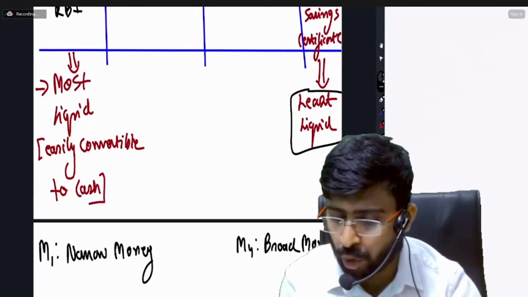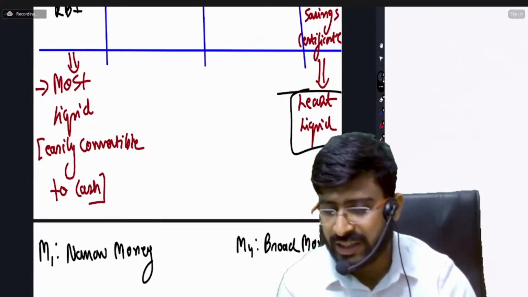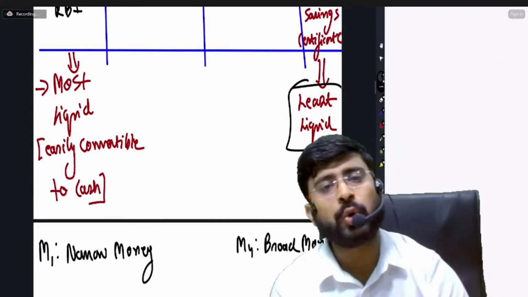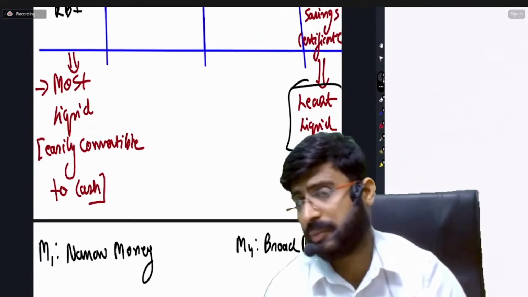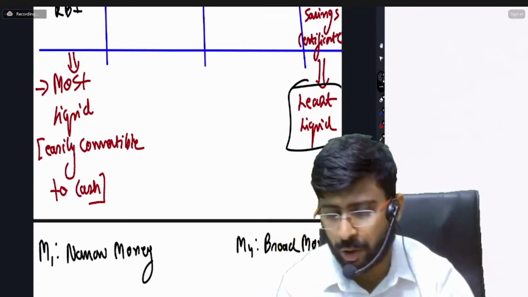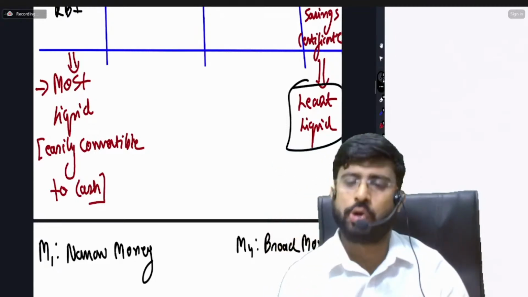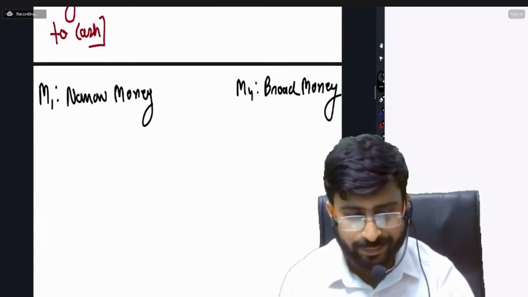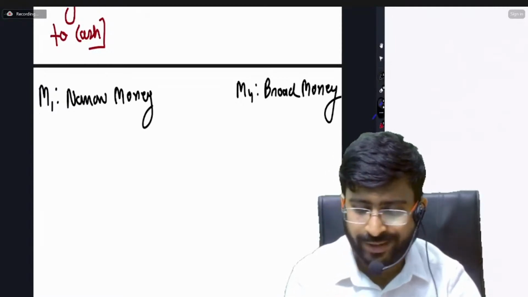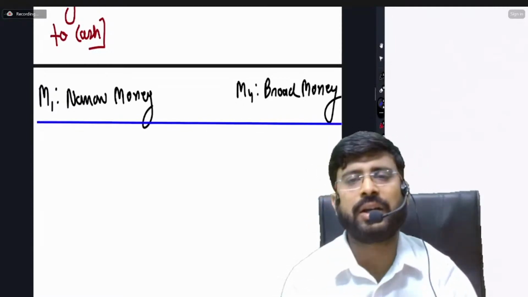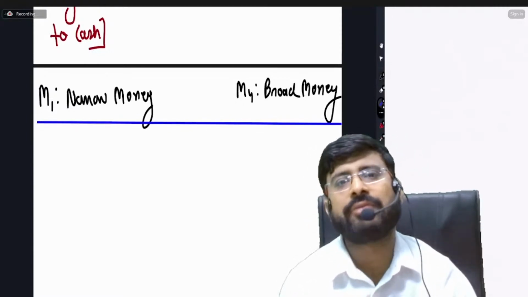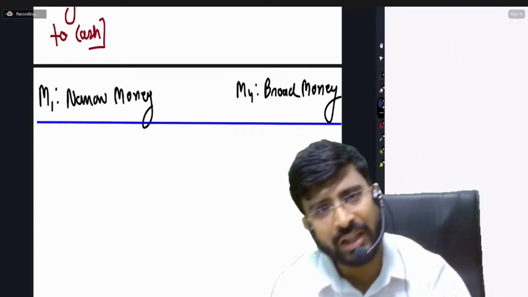Least liquid means most difficult to convert to cash. In terms of ease, it is the most difficult one to convert to cash. And remember, M1 is called narrow money, M4 is called broad money. Is that clear, everybody?